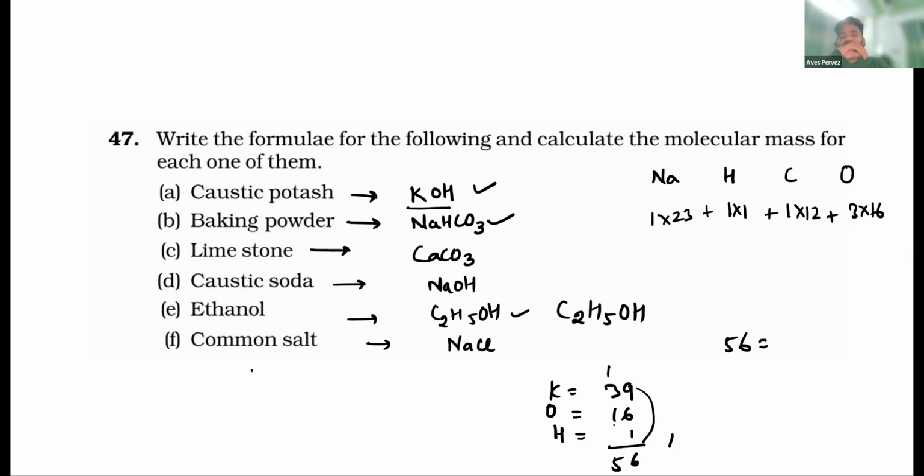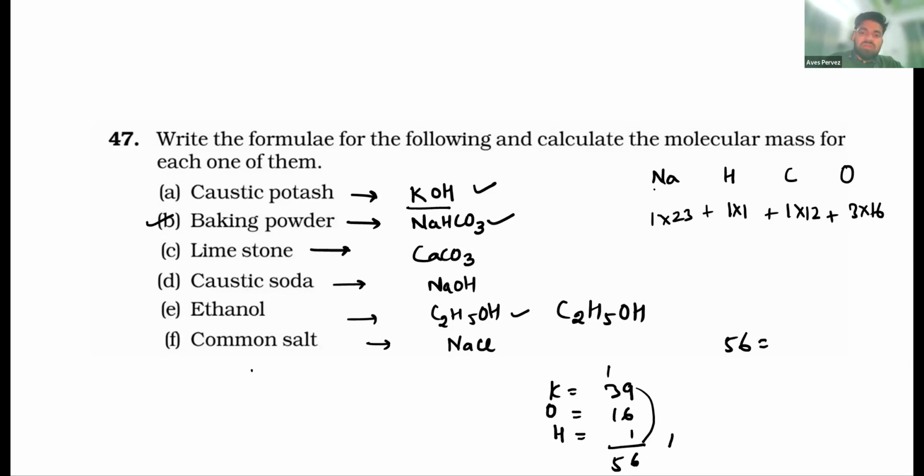Calculate the molecular mass of ethanol and baking soda. Have you calculated the molecular mass? Yes, 84 for baking soda. Sir, I got 84. Same answer, sir, 84. Sir, can you do the baking soda? Can you write it down? I got it wrong.